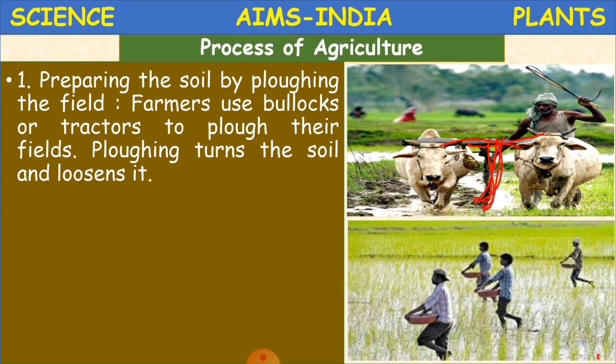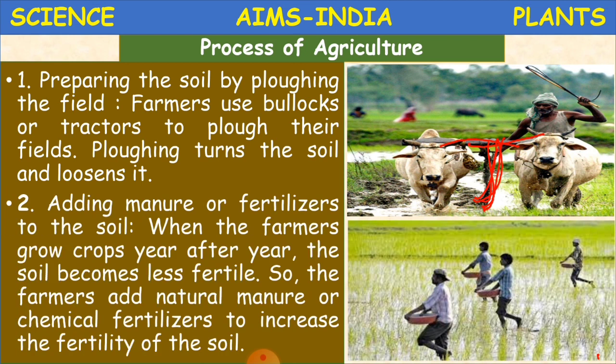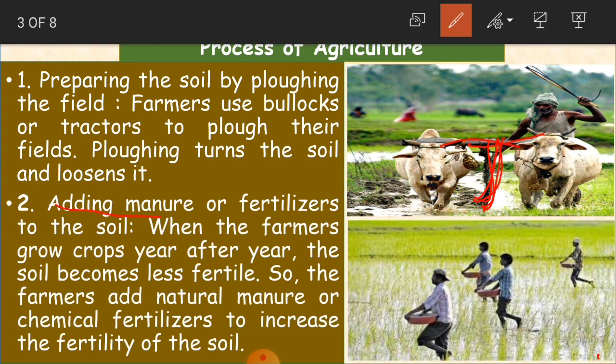Okay, children. Now we'll see about adding manure. So adding manure is what? Like fertilizers. Adding manure is like fertilizers. And when the farmers grow crops year after year, the soil becomes less fertile. So the farmers add natural manure or chemical fertilizers to increase the fertility of the soil. Yes, children, as we need food and nutrients to have strength to make our body fit, even the soil must be fit to grow the crop.